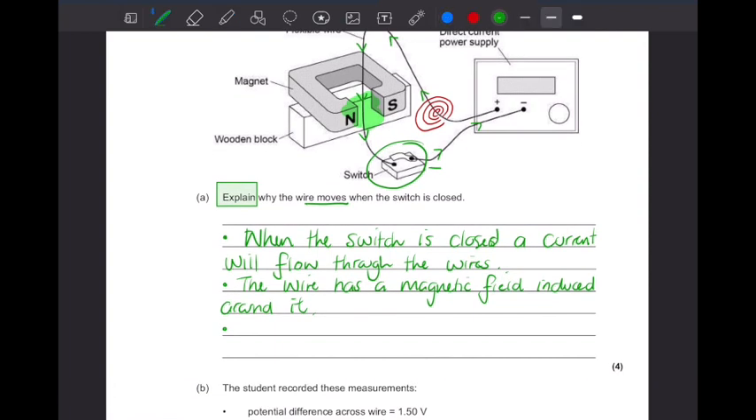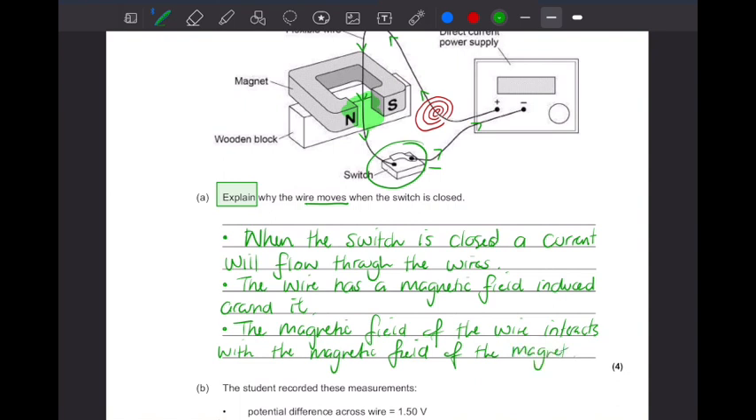So let me grab the pen. And so the magnetic field of the wire interacts with the magnetic field of the magnet.